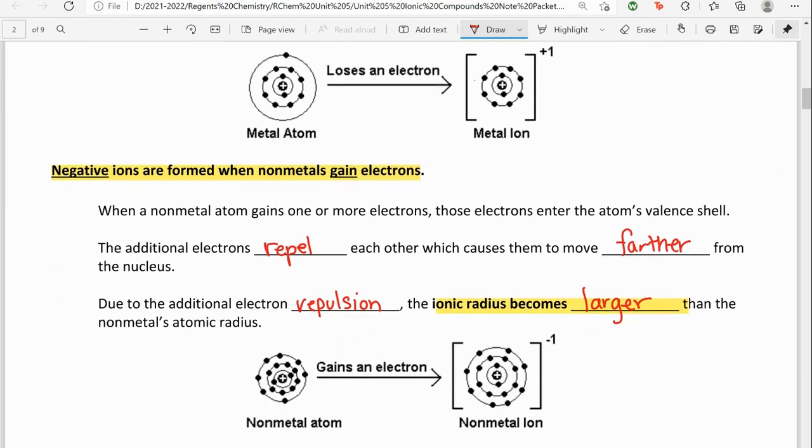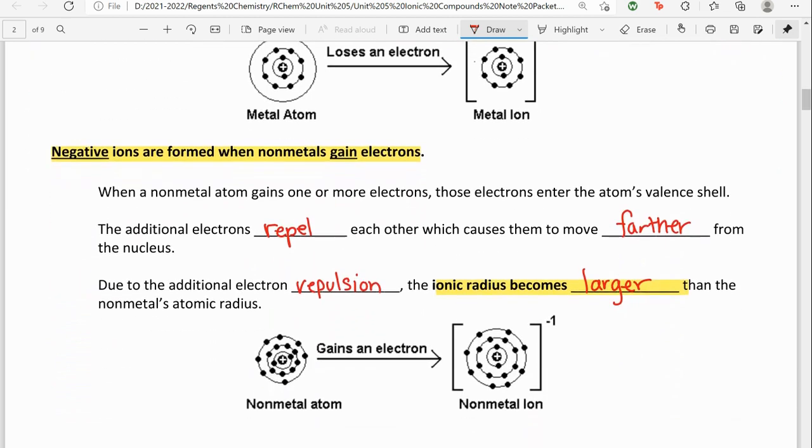However, when you are forming negative ions, which are formed when nonmetals gain electrons, I like to think of what happens to the size of this, relating it back to if you've ever played Duck, Duck, Goose as a child. So when they gain one or more electrons, they're going to enter that same valence shell. So say I had chlorine, it would go from 2-8-7 to now 2-8-8. So that valence shell has one extra electron. Well, electrons are all negative.